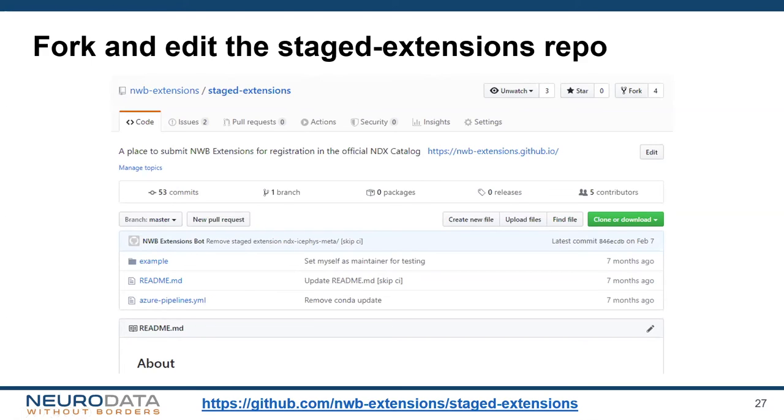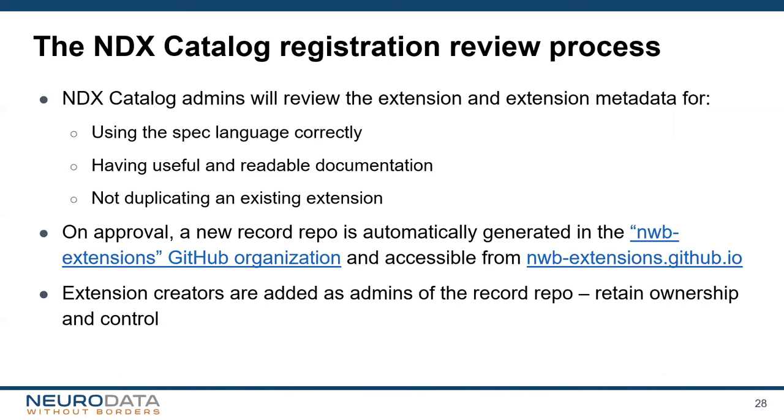After you do that, the catalog maintainers will review the extension, make sure that it meets best practices and that it doesn't break anything. It's compatible with the rest of NWB. And if everything is good, we will approve and you will have a new repo that you control and maintain within the NWB extensions catalog. This is basically what I described earlier.